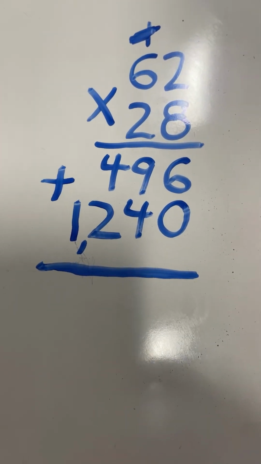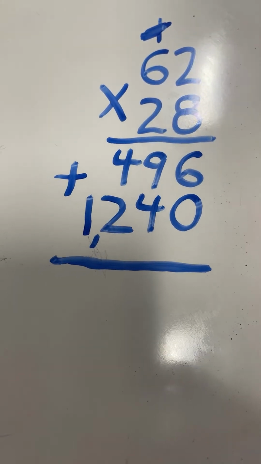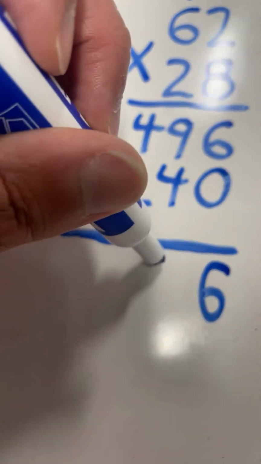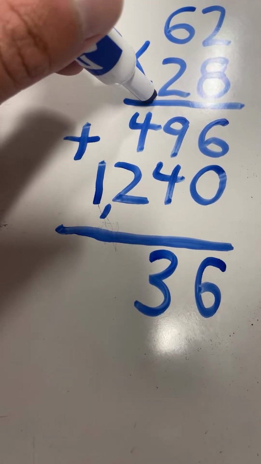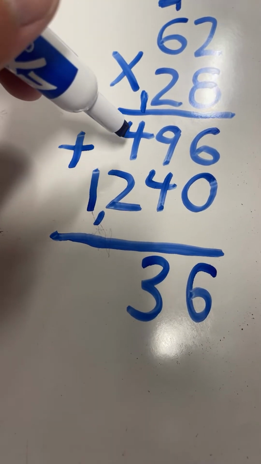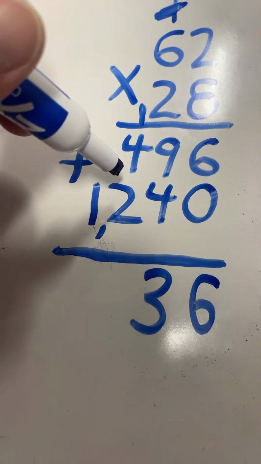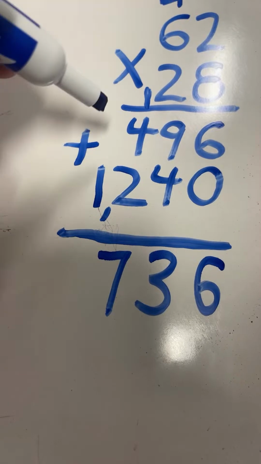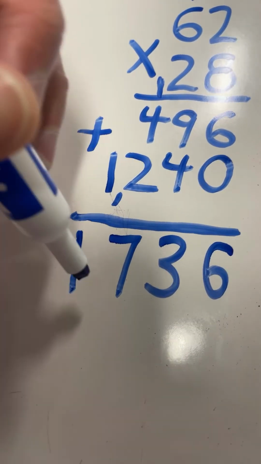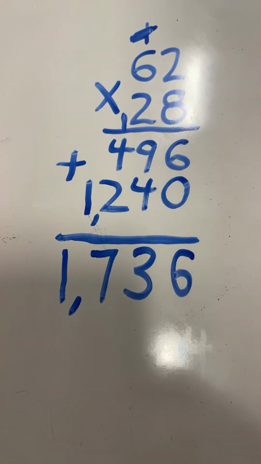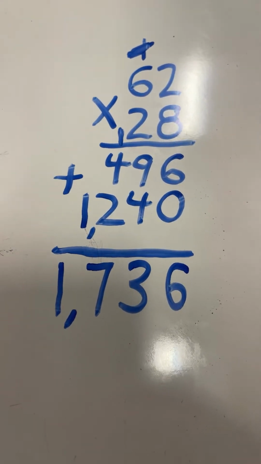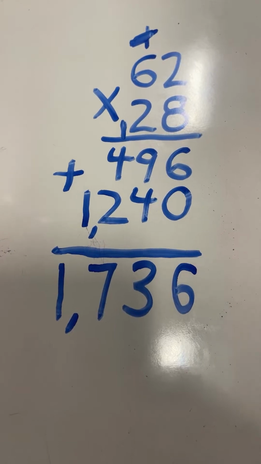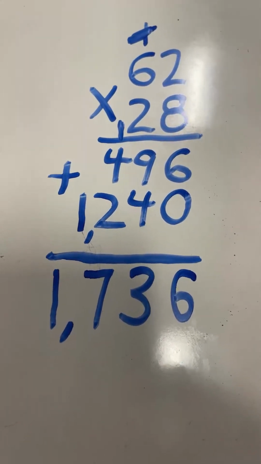All right, next, we need to add these two numbers together. 6 plus 0 equals 6. 9 plus 4 equals 13. 3, carry the 1. 1 plus 4 equals 5. Plus 2 equals 7. 0 plus 1 equals 1. And we have our final answer. 62 times 28 equals 1,736. Moving on to example number 5.